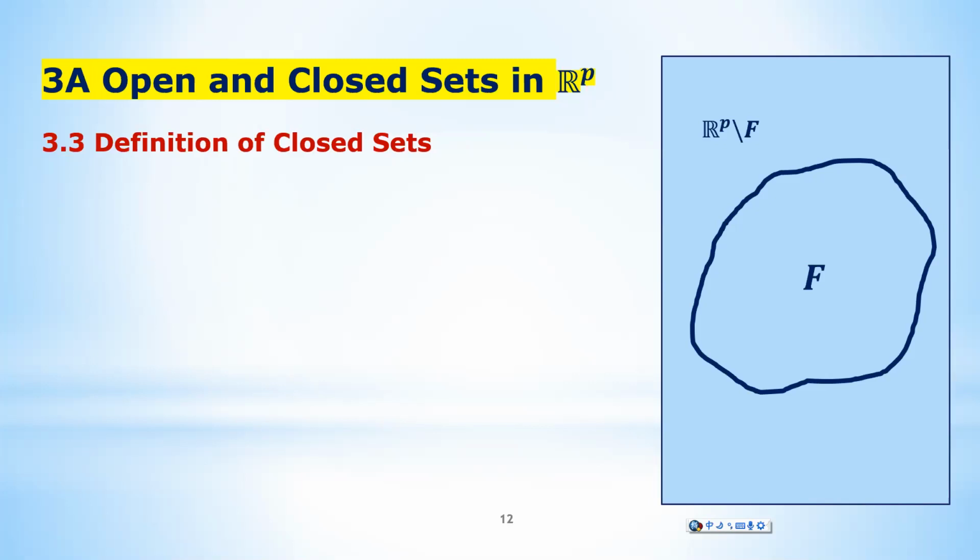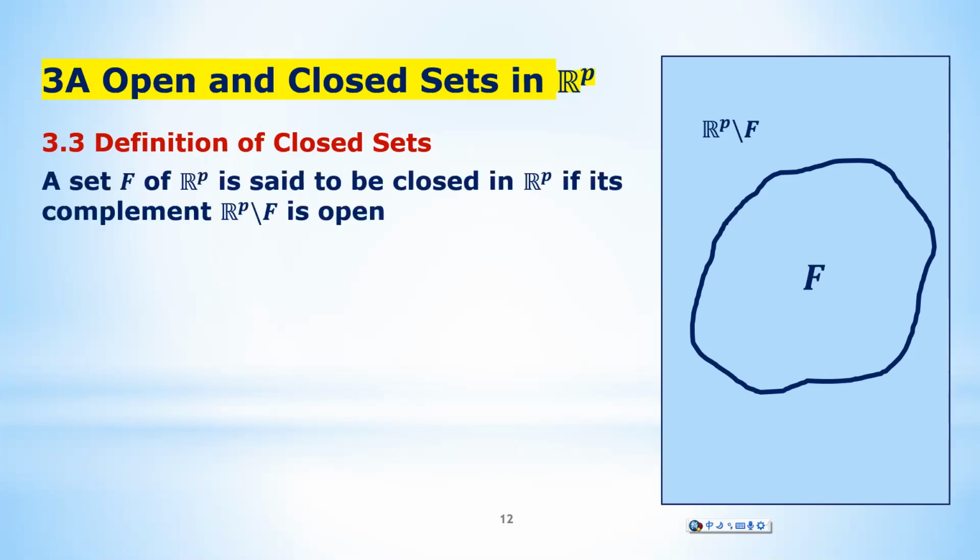Now we talk about the definition of a closed set. What exactly do we mean by a closed set? So here's the definition. A set F is said to be closed if its complement, that means the whole space minus F, is open. So how do you see whether a set is closed? You look at the outside of the set. If the outside, the complement, is open, then F itself is a closed set.